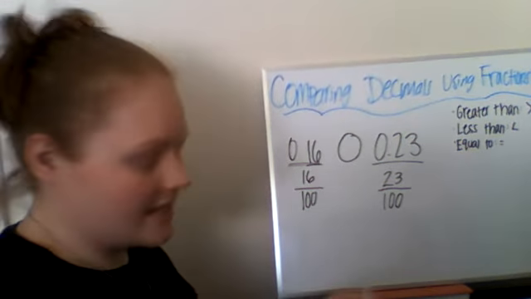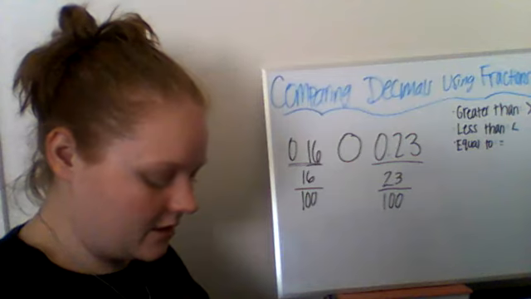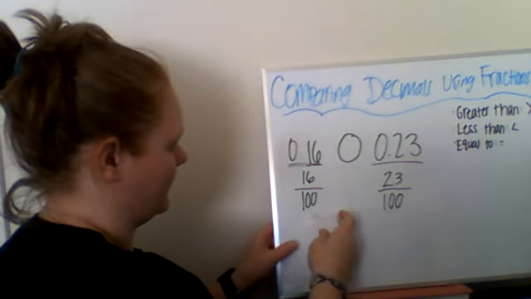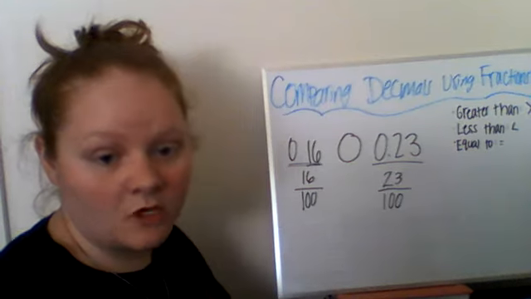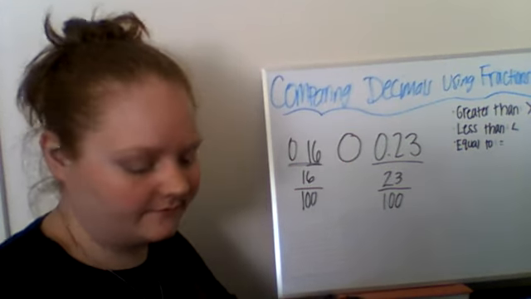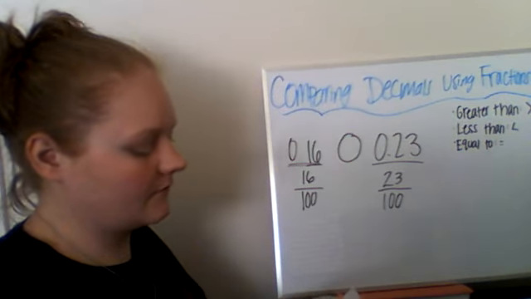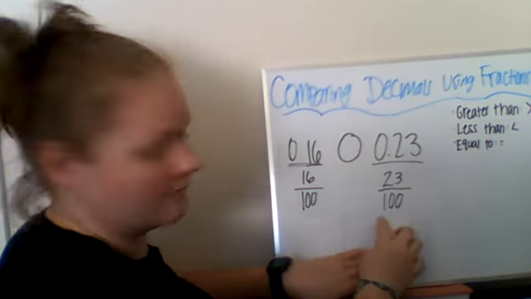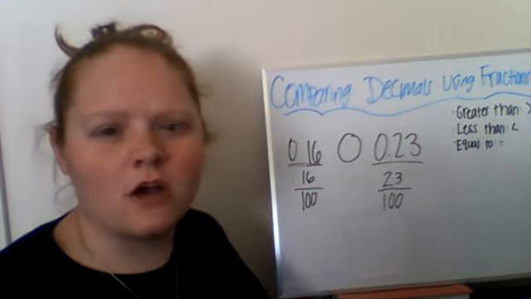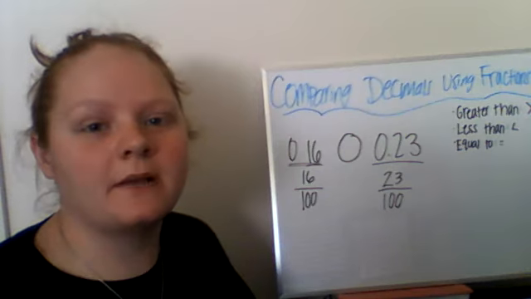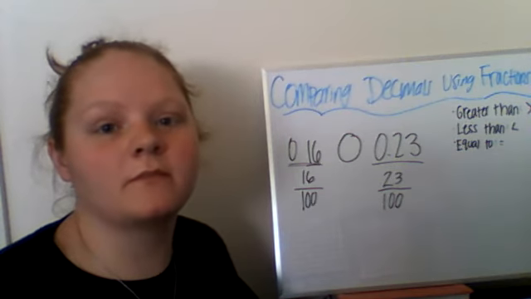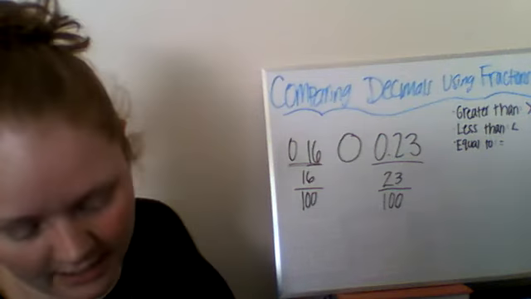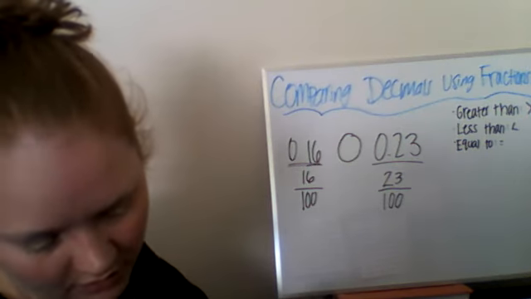So if I get my hundredths blocks up here, I'm taping them onto my board so you can see. Might be a little hard to see. So what I'm going to do with this, I'm going to take my fraction form of these decimals and I'm going to fill it into my hundredths block. So I'm going to grab a marker.